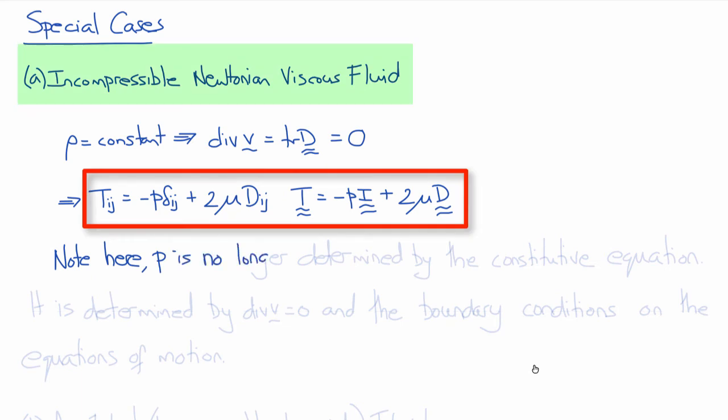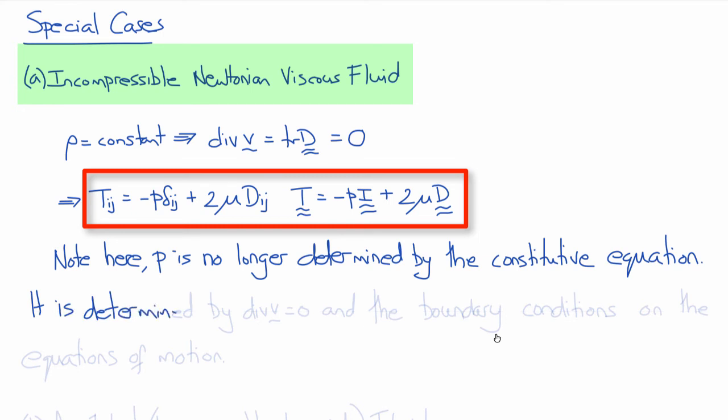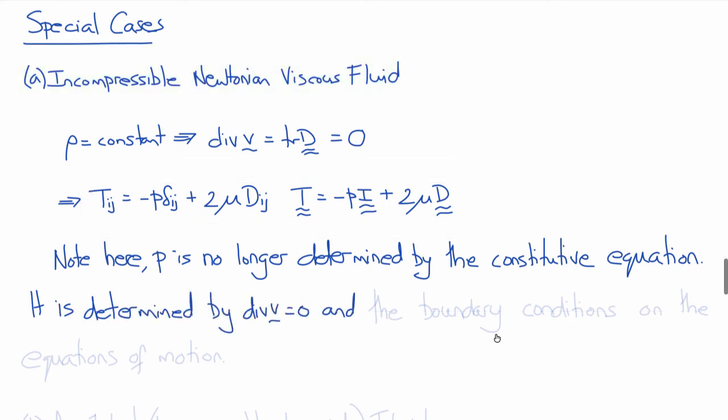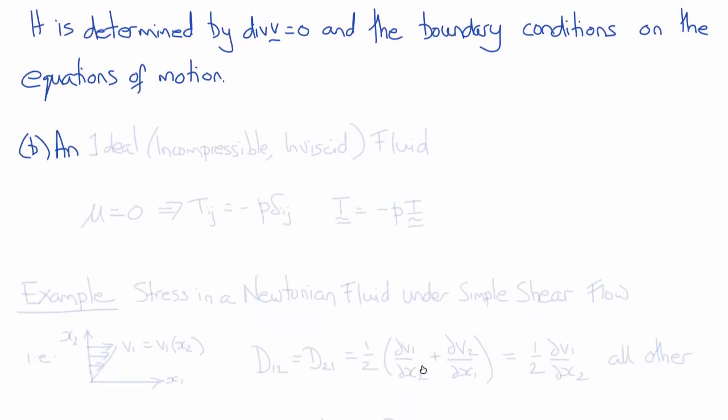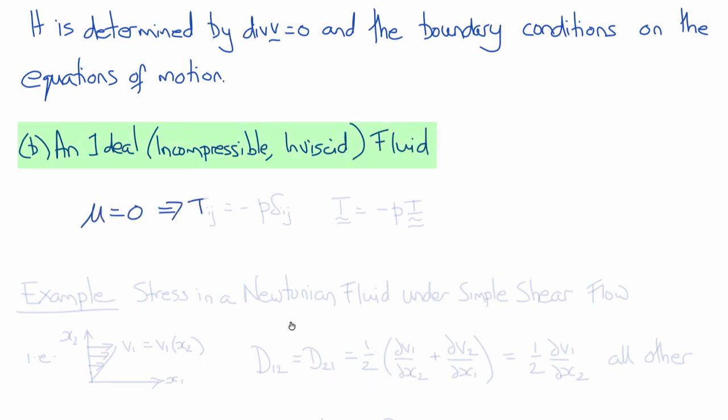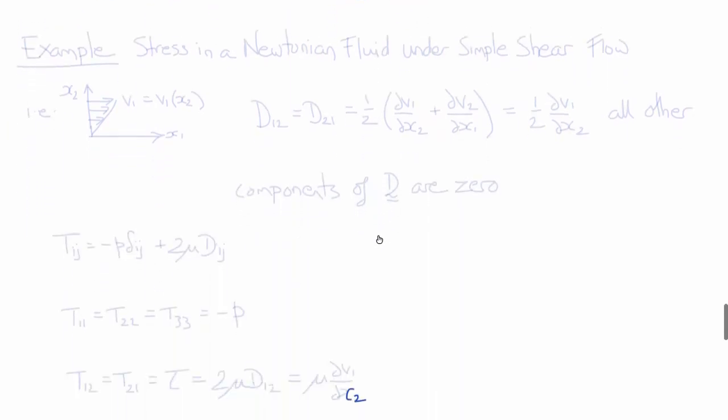Note here that the pressure P is no longer determined by the constitutive equation at all, and it's determined solely by the incompressibility condition and the boundary conditions imposed on the equation of motion. So in practice, in an incompressible fluid flow, the external pressures determine the hydrostatic pressure P. Another special case is the ideal fluid, which means that it's both incompressible and inviscid. Inviscid means the viscosity is zero, so that just reduces to Tij is equal to minus P delta ij, or T equals minus P times I.